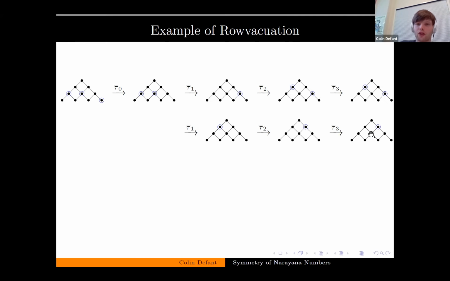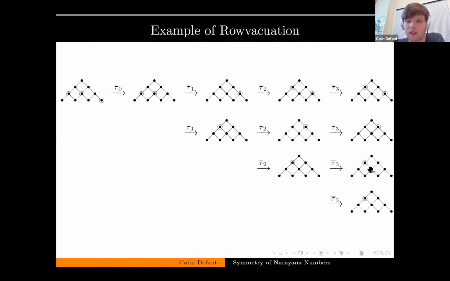So now we do another run through where we start at the elements of rank 2. So now we toggle the elements here of rank 2, and we get this anti-chain. Then we toggle rank 3, and we get this one. The last step is finally we do one last run through where we just toggle the element of rank 3, and that does nothing in this case. And so we're left with this. So the entire process here is one operation of Rowvacuation. Okay?